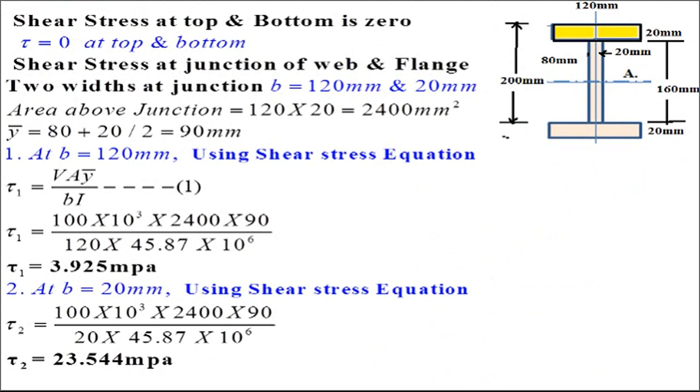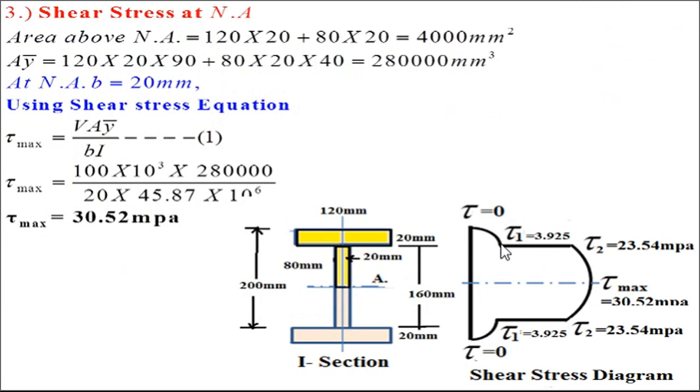Tau 1 means what? There are two different values of tau at the junction. Tau 1 means this particular value. So top and bottom tau is 0. Tau 1 means 3.925. Because of the symmetrical section, this value will be the same at top and bottom. So this is the shear stress variation diagram. In case of an I section, you must draw the shear stress variation diagram like this. So we have calculated the tau 1 value. Here you can see at this junction where web and flange are meeting, there are two values of tau: 3.925 and another, 23.54, because there are two different widths at the junction.